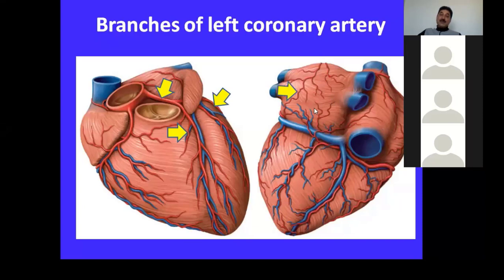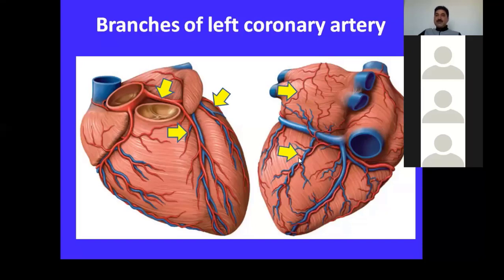If we see the posterior surface, as I told you, this gives branches both to the atria and ventricle on the inferior or posterior surface. The posterior surface is basically the base of the heart. The inferior surface is the diaphragmatic surface of the heart. After the circumflex branch circles the left border, it enters the coronary sulcus. It gives branches which supply the left atrium. It also gives branches which supply the inferior surface of the left ventricle. So we have branches for the left atrium and left ventricle.